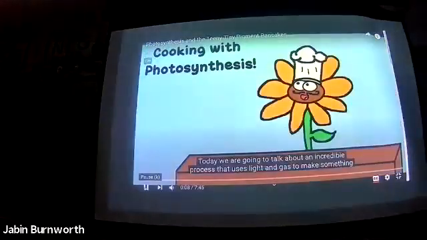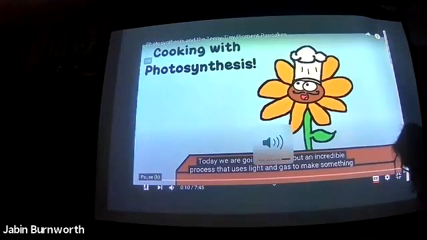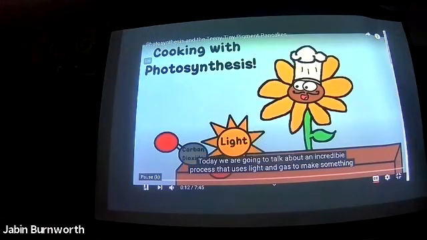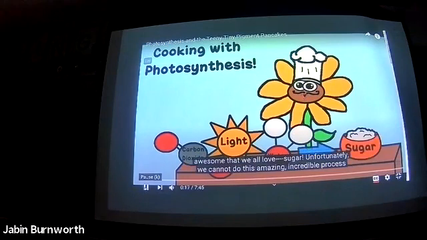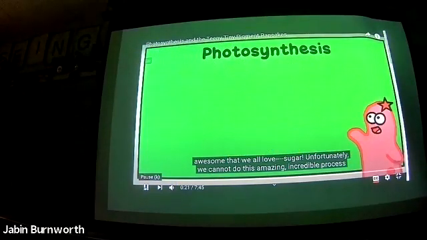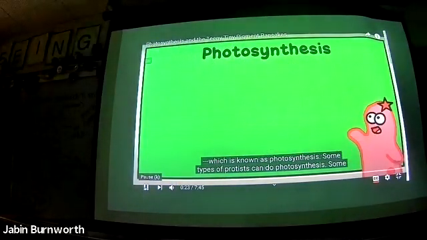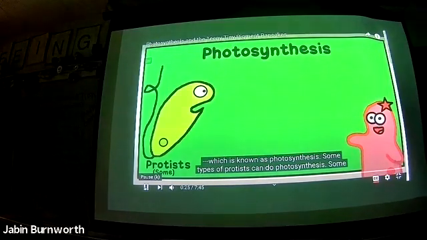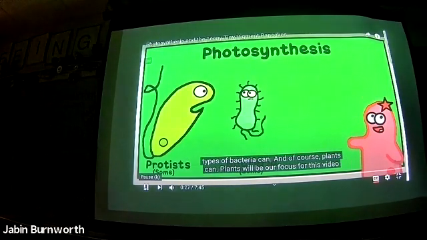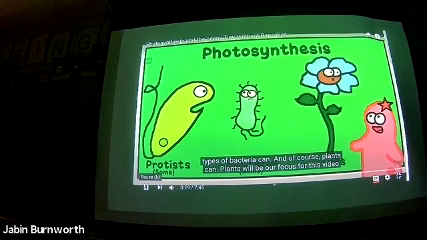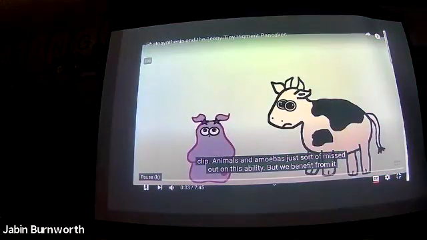All right, stay with me here, folks. Talk about an incredible process that uses light, carbon dioxide, and water to make something awesome that we all love, sugar. Unfortunately, we cannot do this amazing, incredible process, which is known as photosynthesis. Some types of protists can do photosynthesis. Some types of bacteria can. And of course, plants can. Plants will be our focus for this video clip. Animals and amoebas just sort of missed out on this ability.